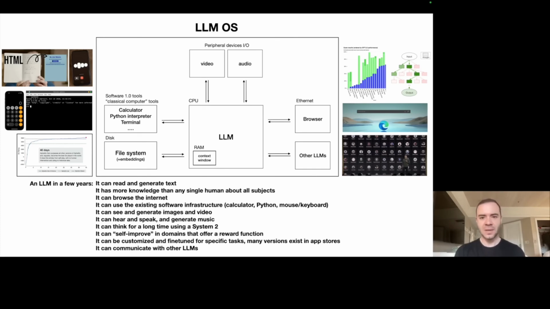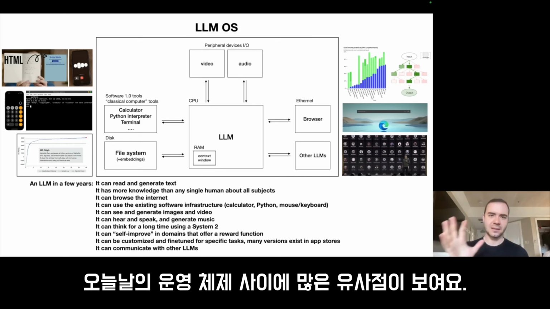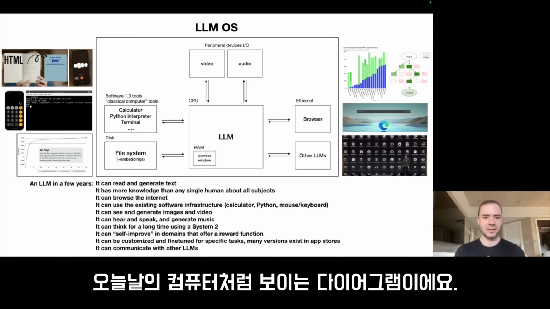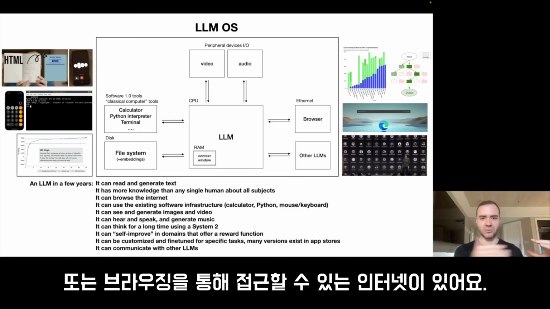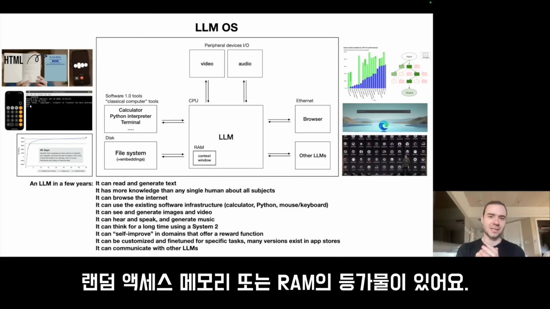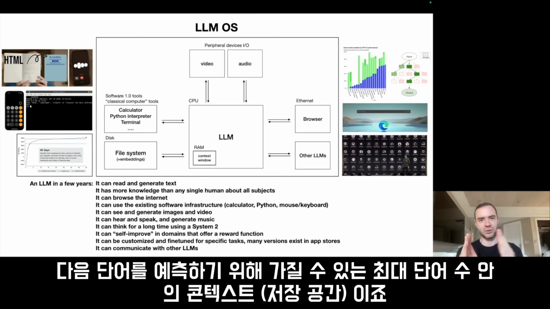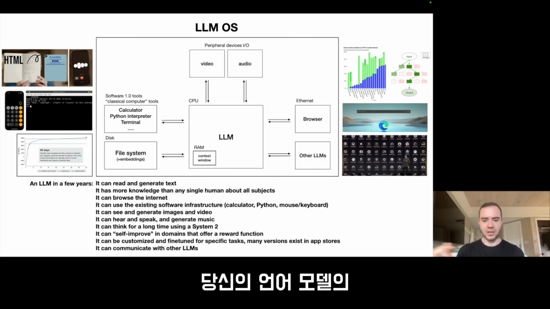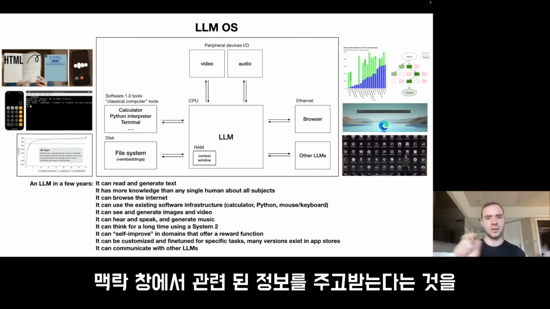And so I see a lot of equivalence between this new LLM OS and operating systems of today. This is a diagram that almost looks like a computer of today. There's equivalence of this memory hierarchy. You have disk or internet that you can access through browsing. You have an equivalent of random access memory, or RAM, which in this case for an LLM would be the context window, the maximum number of words that you can have to predict the next word in a sequence. This context window is your finite, precious resource, the working memory of your language model. And you can imagine the kernel process, this LLM, trying to page relevant information in and out of its context window to perform your task.